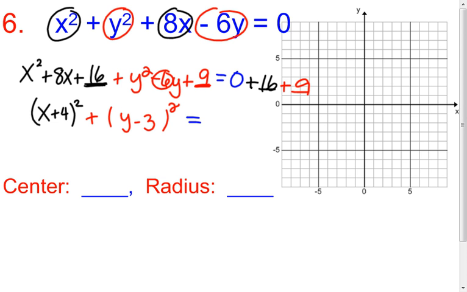So when I add that right side together, 0 plus 16 plus 9 is 25, okay? And now that it's in standard form, it's pretty easy to see that your center is at -4, +3, and your radius is 5, okay? So -4, +3. Let's see, I'm going to do this again. -4, +3, and your radius is 5.